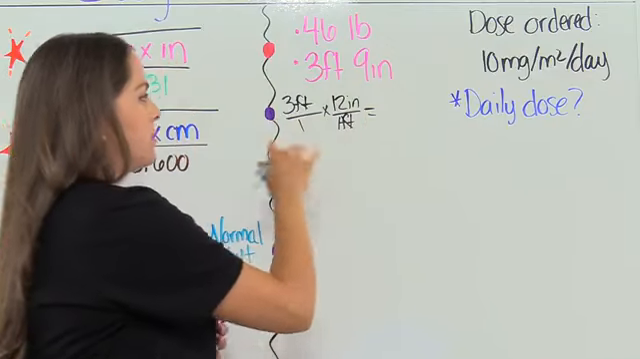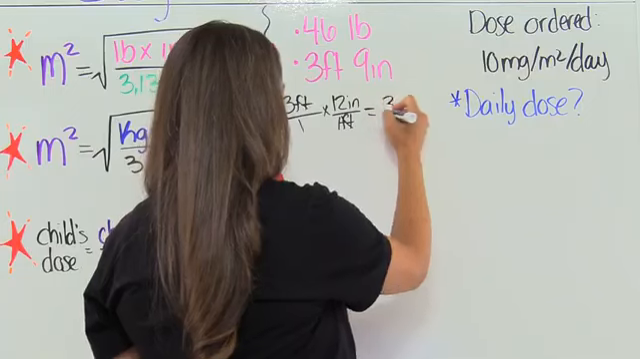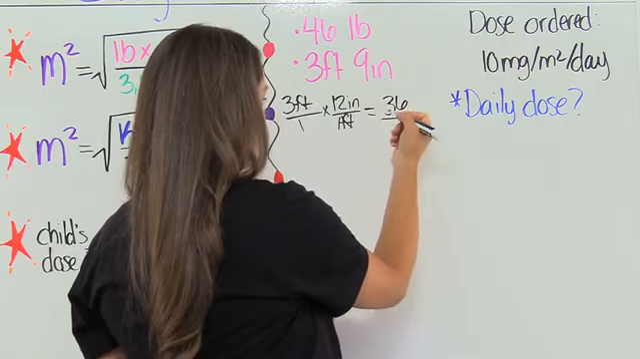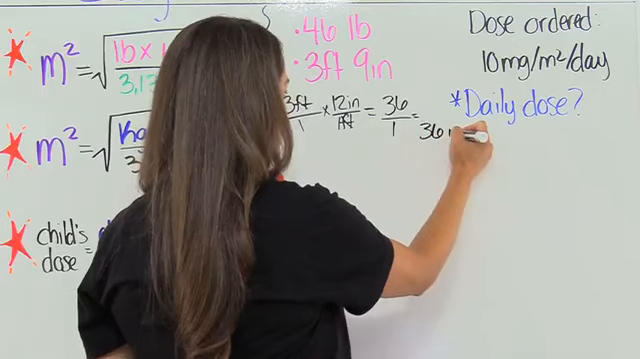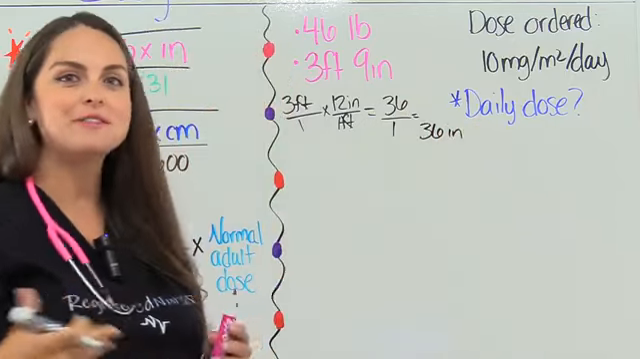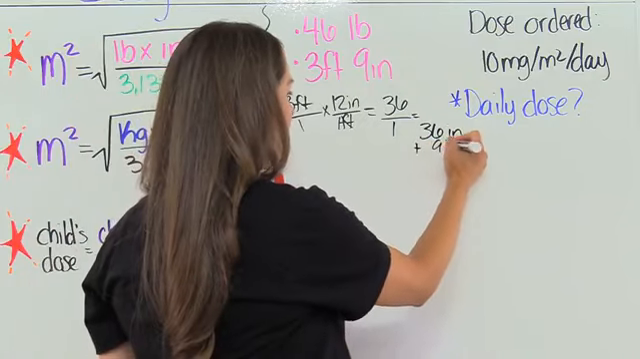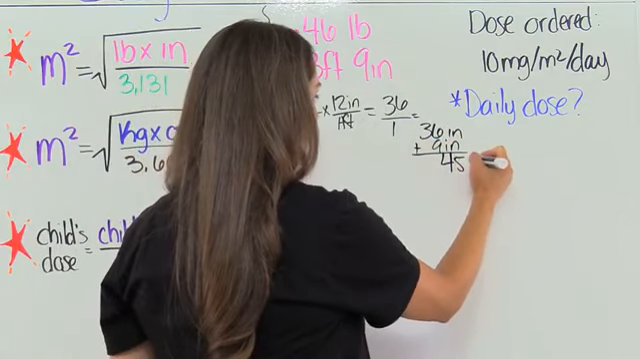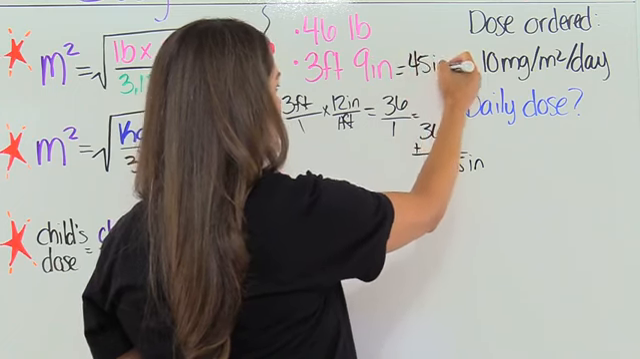And multiply everything at the top and everything at the bottom. So 3 times 12 is 36. And then 1 times 1 is 1. So we get 36 inches, but we know that they have some 9 inches left over in their height. So we're going to add 9 inches to that, 45 inches. So our patient's height overall is 45 inches.